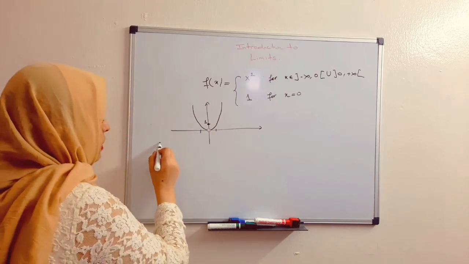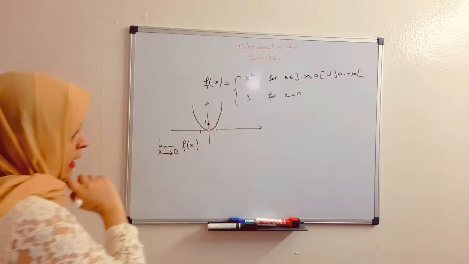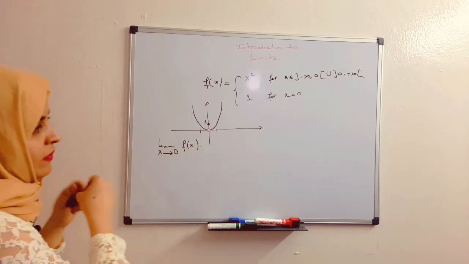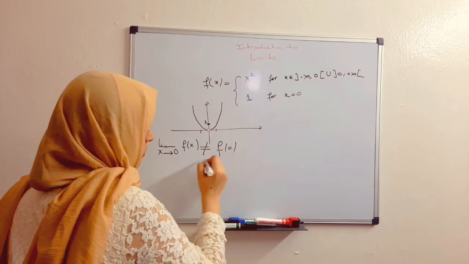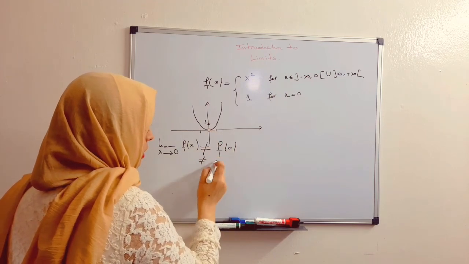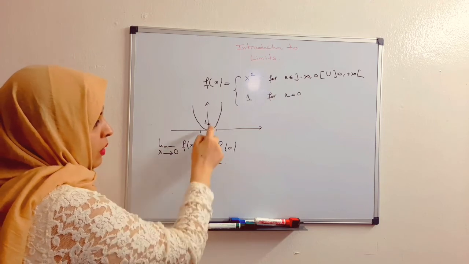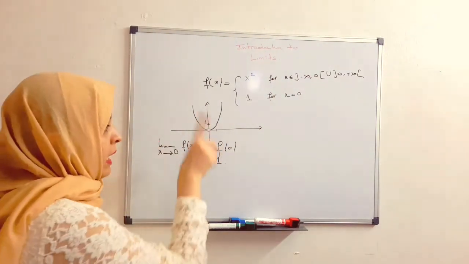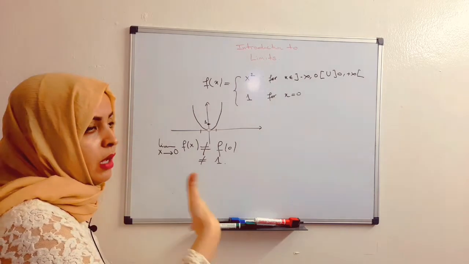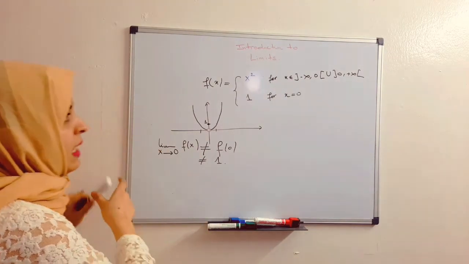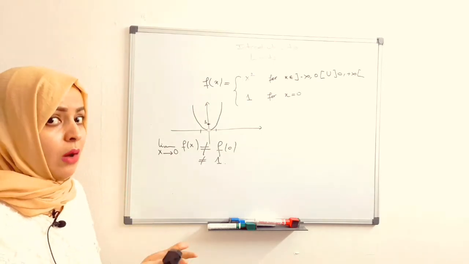Okay, so if we want to find the limit when x tends to 0 of f of x, that will be absolutely not f of 0, which is 1. So the limit when x tends to 0 is not equal to 1, because we are not interested to know what's happening when x is equal to 0. That is not what we are looking for. We want to know what's happening when x is very close to 0 from the right side and from the left side. That's what we want to know.